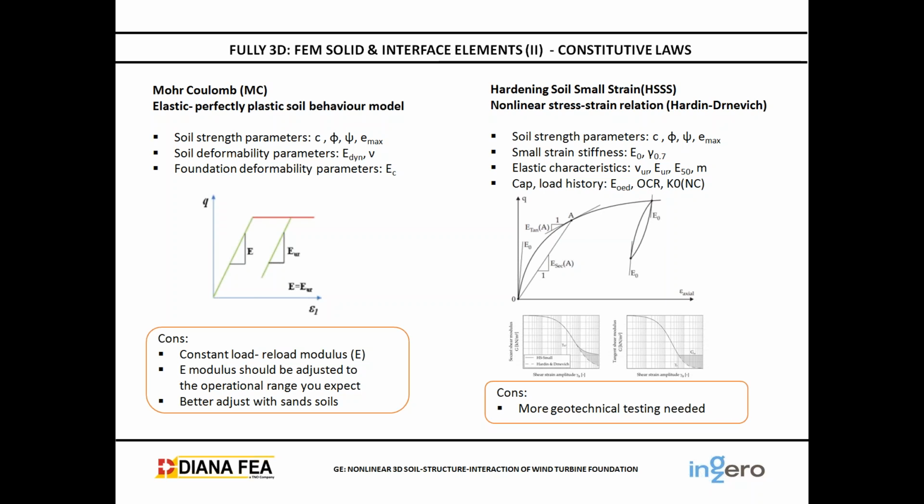There is another advanced soil model, which is the hardening soil small strain, which has a nonlinear stress-strain relation. Here we have the graph which represents the behavior of the soil, and the con we can mention about this model is that you need more geotechnical testing in order to define the parameters.